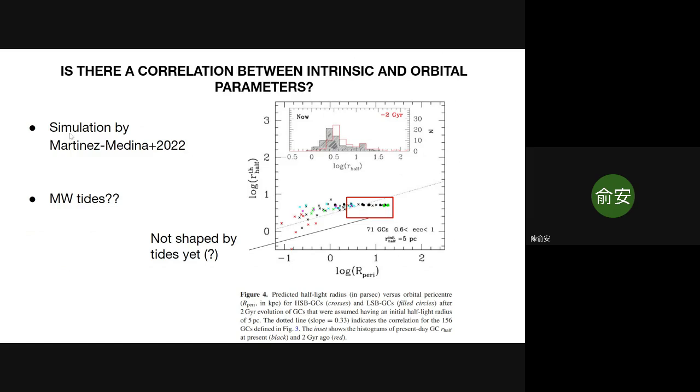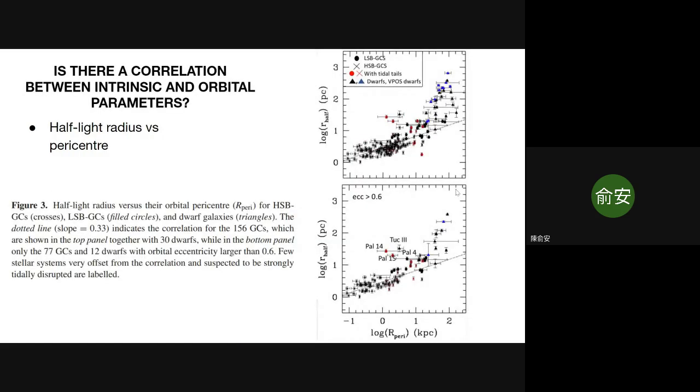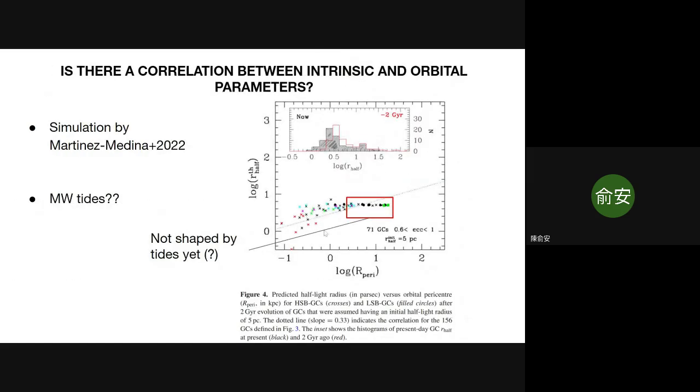This is a simulation based on another author, but they all assumed a half-light radius of 5 parsecs. They put it into different orbits, pericenters, and see after 2 gigayears how they evolve. So this line is the line we see from previous here. And they show that at least for these objects, they quite fit. I'm not quite sure what the color code means. They also don't quite mention it in the paper. So I'm not quite sure about that.